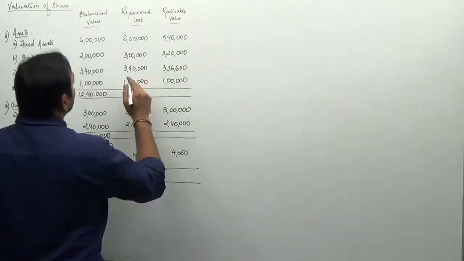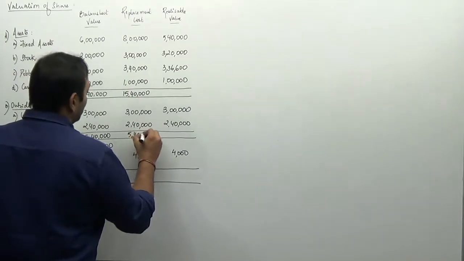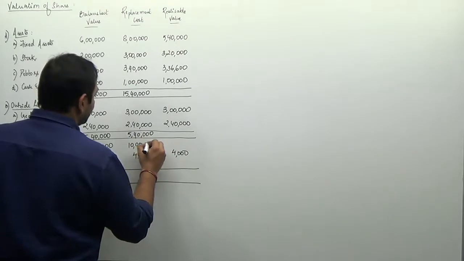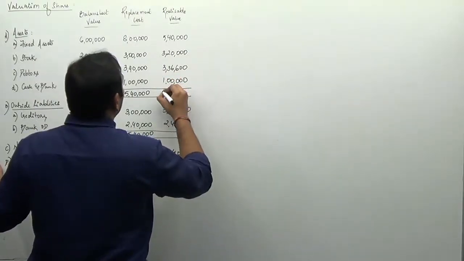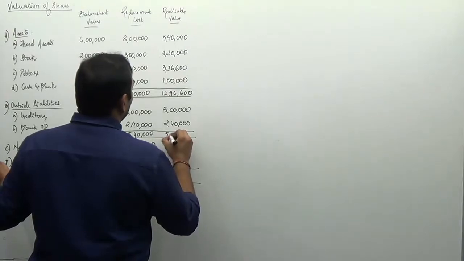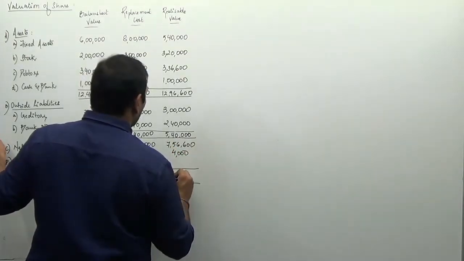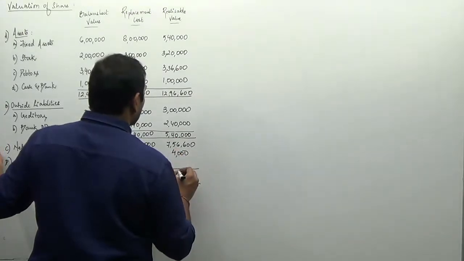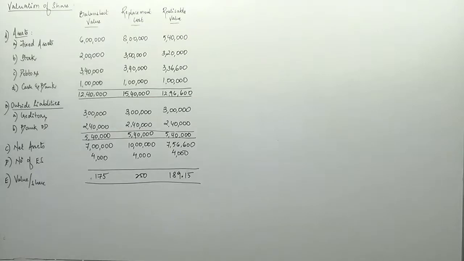$175,000. This one: 15,40,000 minus 5,40,000 is 10 lakhs. Value is 250. This one is 12,96,600, and this is 5,40,000. So I'll get 7,56,600, 189.15. That's it. That is the end of valuation, guys, as per balance sheet value, replacement value, and realizable value.